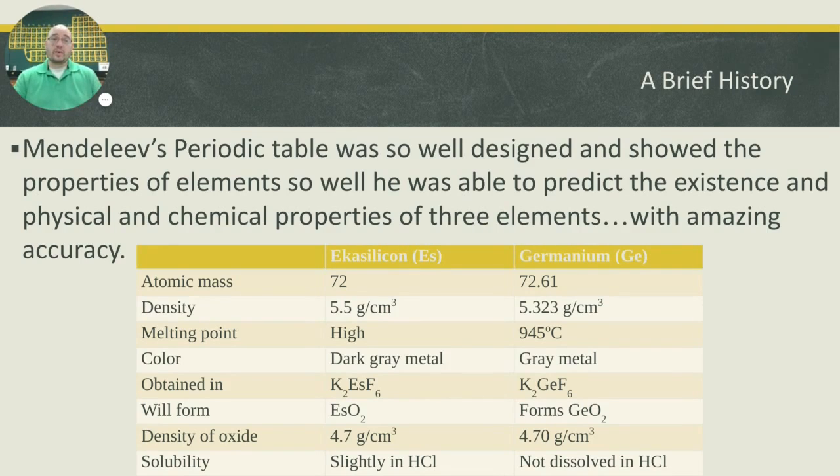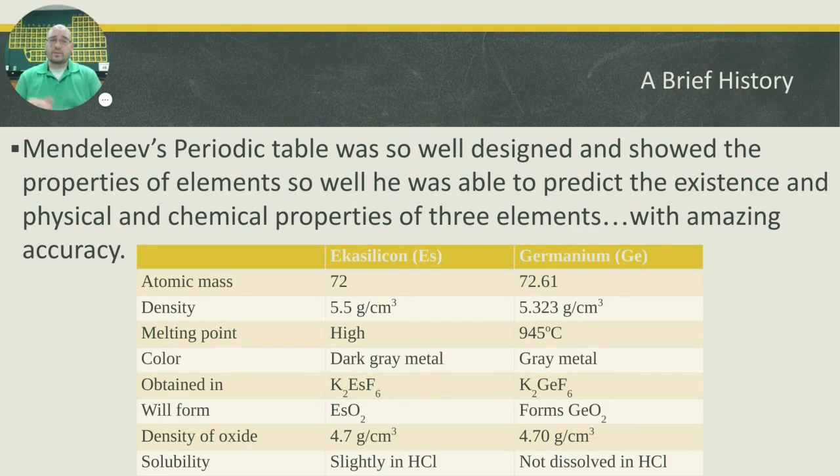Those were his predictions based solely off of the properties of the elements that were around it on the table, but it was a hole in his periodic table. And so he said, okay, these elements have these chemical properties and physical properties. So this new one that I'm going to call ecosilicon, which probably means something in Russian, is going to have these properties.